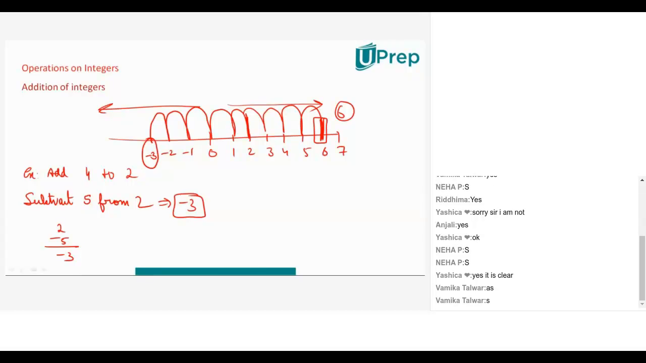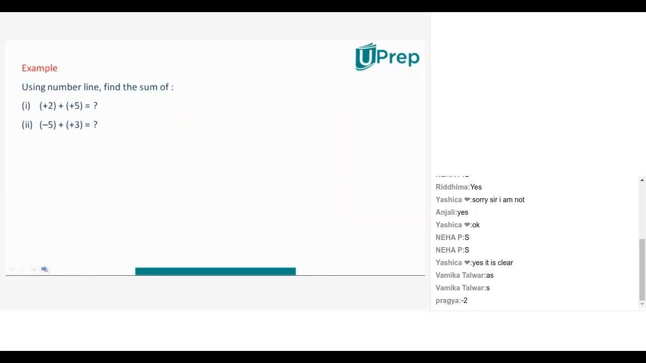Is everyone clear with the logic? Why addition and subtraction? How they are to be imagined on the number line? You jump, as simple as that. You move, right? Now, let's move to the next slide. This is an example for you guys. Using the number line, find the sum of plus 2 plus plus 5. Add 2 and 5, basically using the number line. Sir, 7. Okay, that is very easy because we know that 2 plus 5 is 7.